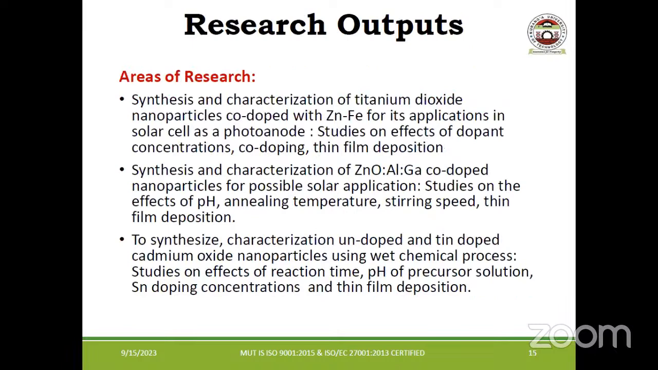The main areas of this research, especially for each one of them, what we are trying to optimize when we are talking of optimizing the TiO2 or zinc oxide or the cadmium oxide. For the first one, we are doing the synthesis and characterization of titanium dioxide, and we were concentrating on two dopants, that is the zinc dopant, iron dopant, and co-doping using the two, and trying to find out which of these growth parameters will give us the best result for thin film deposition.